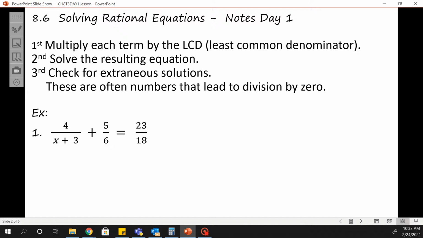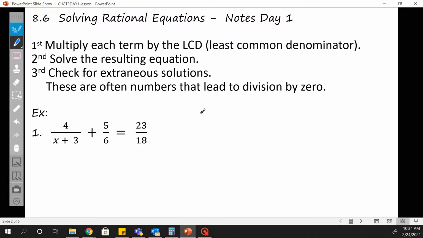The steps here: multiply each term by the LCD. So we're looking for the LCD of every fraction in the problem, because we need all of them to have the same denominator. Then we solve the resulting equation that occurs in the numerator. Check for extraneous solutions, because you have to make sure that you don't divide by 0.